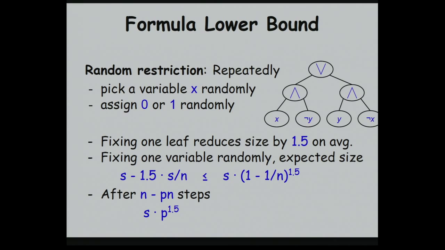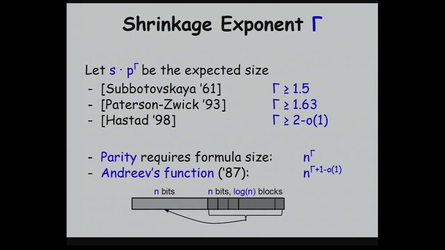If I do this step by step until there are pn variables left unfixed, the size is going to shrink by a factor of p to the 1.5. This 1.5 is usually called the shrinkage exponent for the De Morgan formula size. And this 1.5 is actually not optimal.